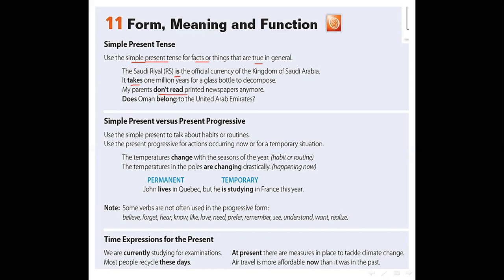Does Oman belong to the United Arab Emirates? It's a question in the form of simple present, so we use does plus base form.